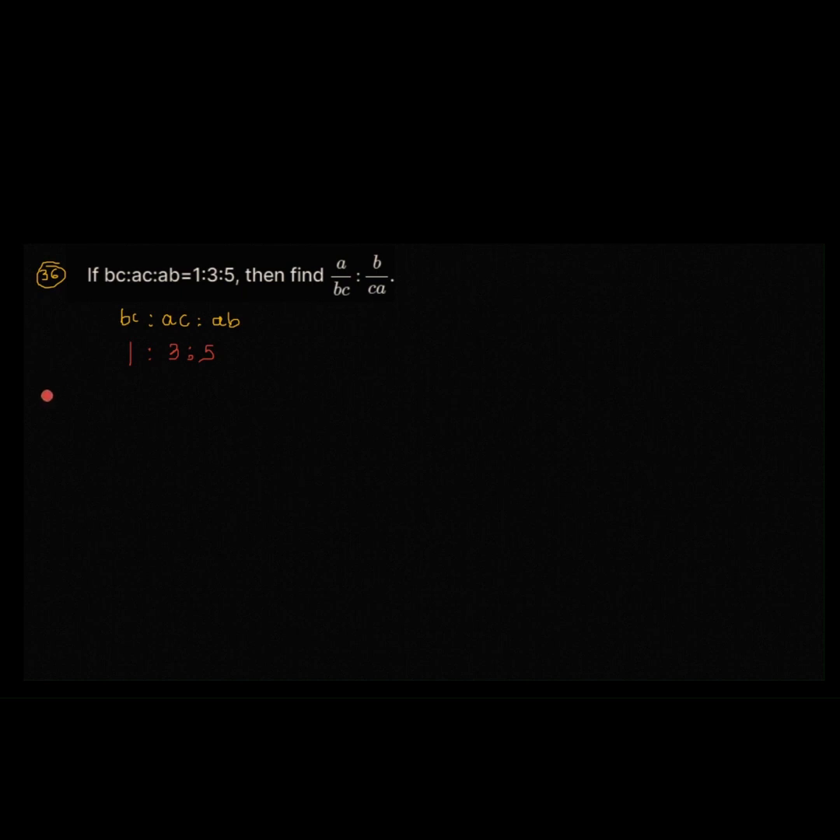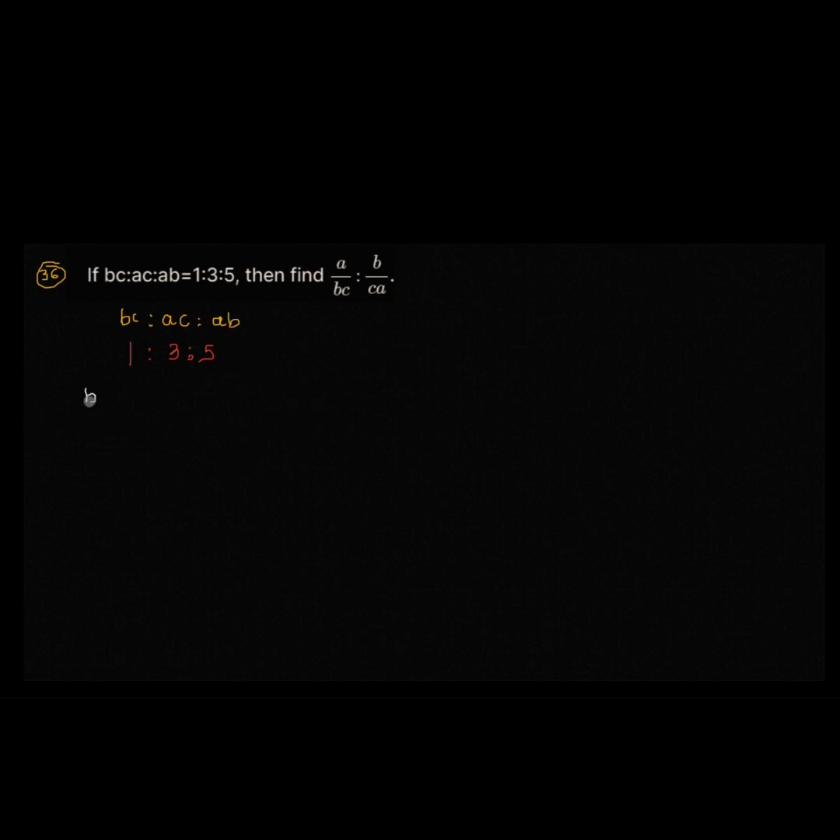And now we have to find the ratio. We have to completely change this in terms of A, B and C such that we can substitute the values here and carry the question forward and find the answer. So let's see how to solve this. We have to derive something from this equation, so we're going to use this relation. It is given that BC is 1, AC is 3 and AB is 5. It is divided in such a ratio.